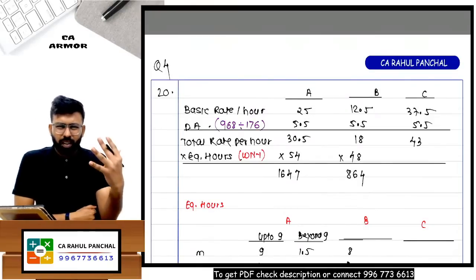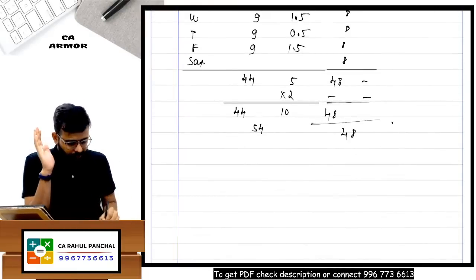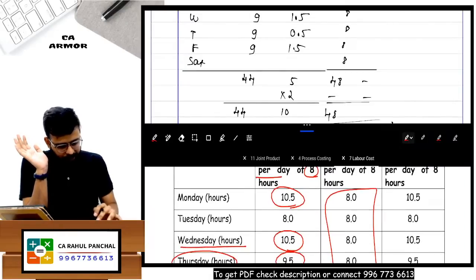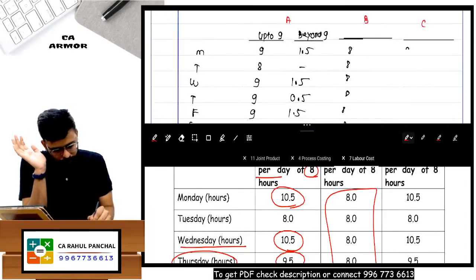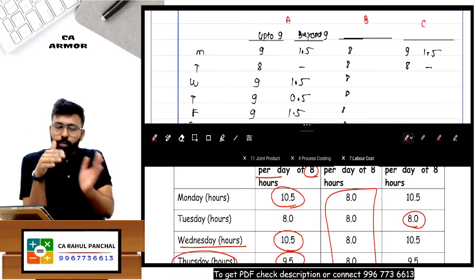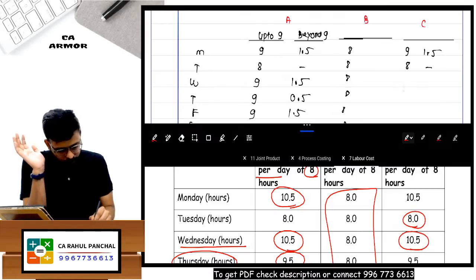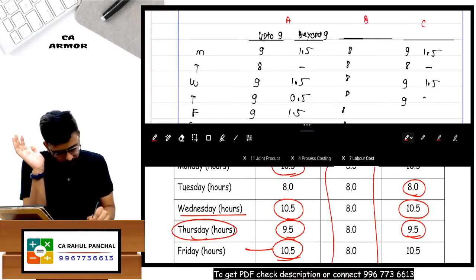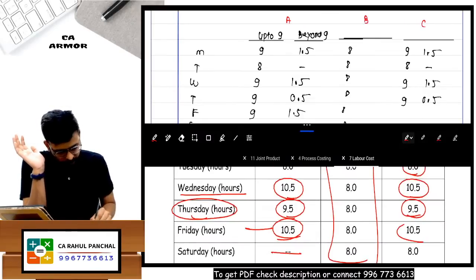Now let us come to this part, which is your C part. Let us try to do this. Okay, understand this. Now if I talk about Mr. C, let's do this so that you will get the clarity. Sir, 10.5. 10.5 means 9 and extra is 1.5. Sir, 8. 8 means 8, beyond 9 is nothing. Then 10.5, so in 9 and beyond 9 is 1.5. When I say 9.5, it means 9 and 0.5. Beyond 9 is extra.